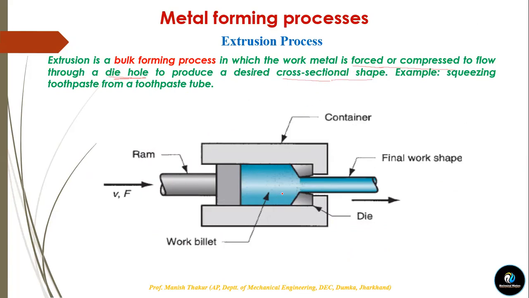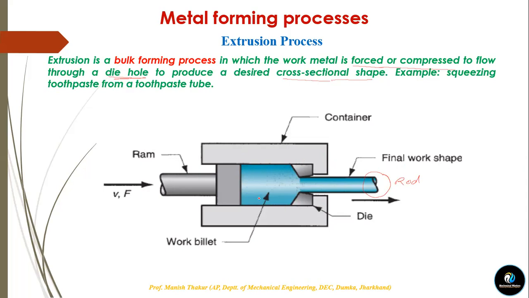Okay, look at the figure here. This is the product which is to be made, right? This is the final product which is to be made. Suppose this is a rod, a round rod, a round bar, right? That is to be produced through the extrusion process, right? So what is the extrusion process?